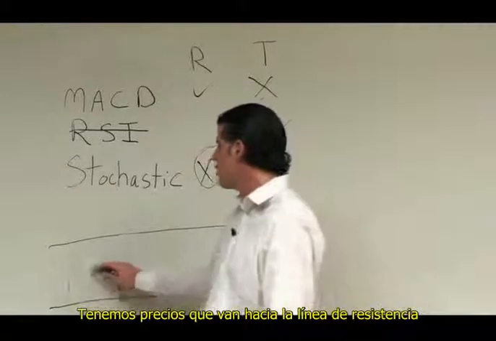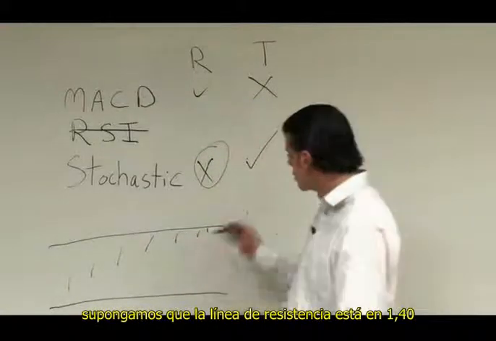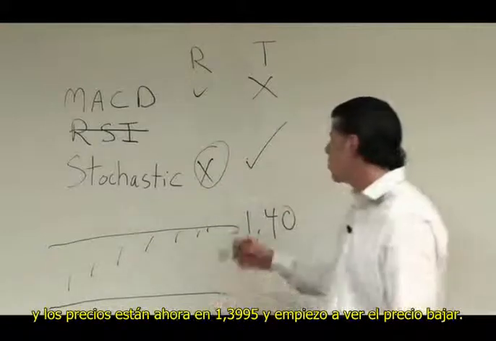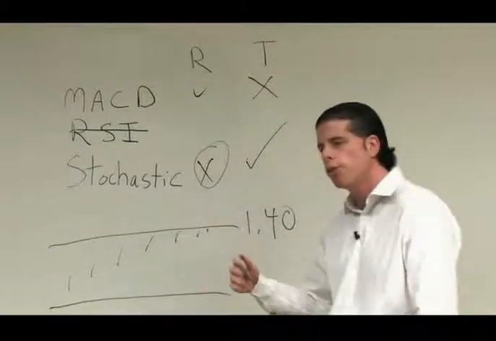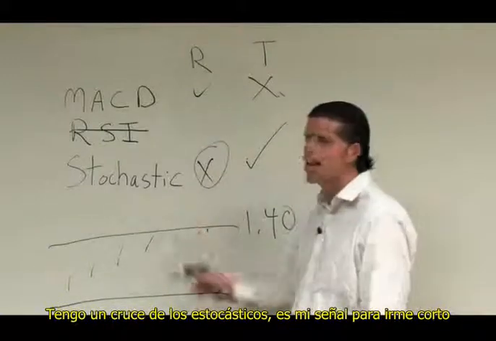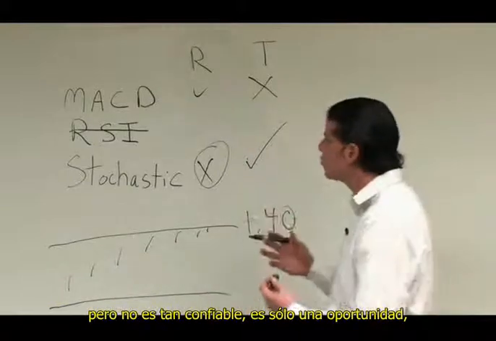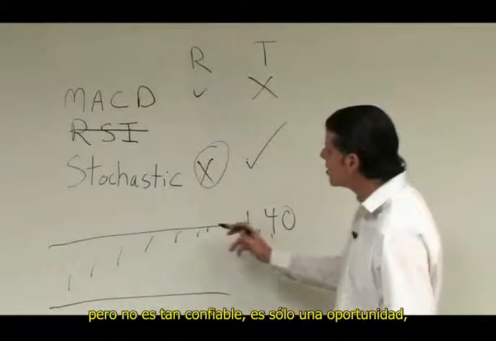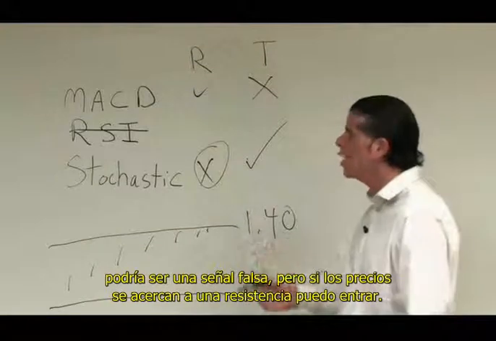So let's say we have prices brushing up towards a resistance line. And let's say this resistance line is at 140, and prices right now are about 139.95. And I see that prices start to move down to, let's say, 139.80. I have a stochastic cross. That's my signal to go short. Again, it's not as reliable. I have to understand that there's a chance it could be a false signal. But with prices that close to a clear resistance line, I can go ahead and enter that trade.